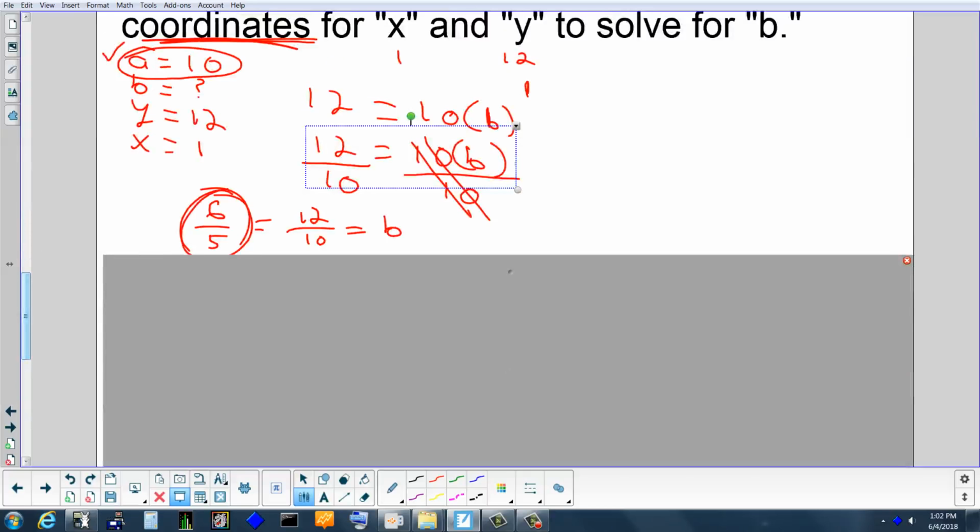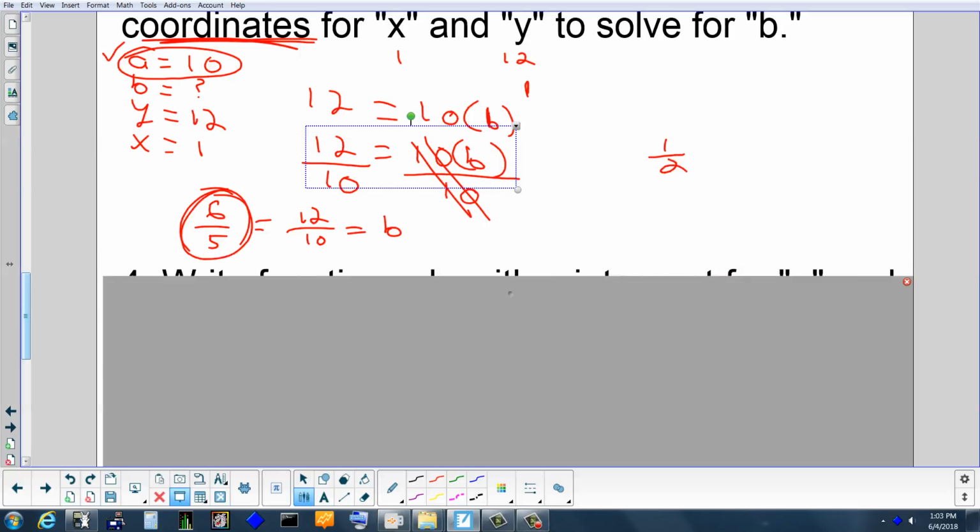Can we make it into a mixed fraction? We'll leave it as an improper fraction. It's a good question, but we always leave it as an improper fraction. If this came out to like 1 over 2, we would be okay if you put 0.5. If you wanted to, you don't have to, but you could put 0.5.